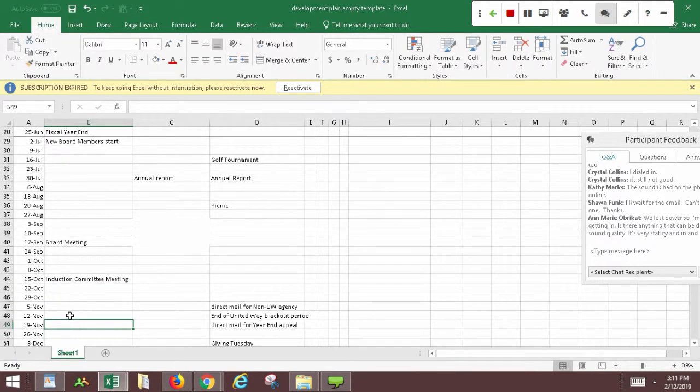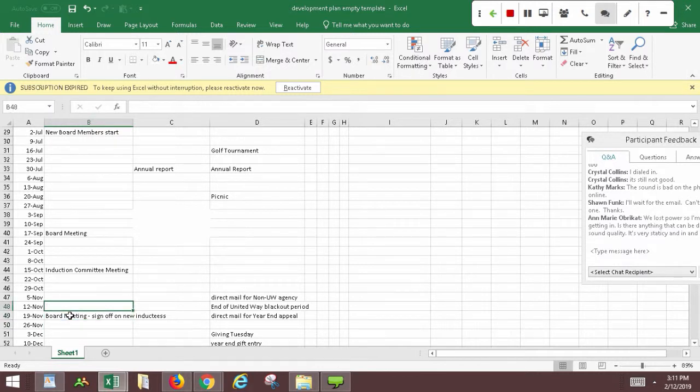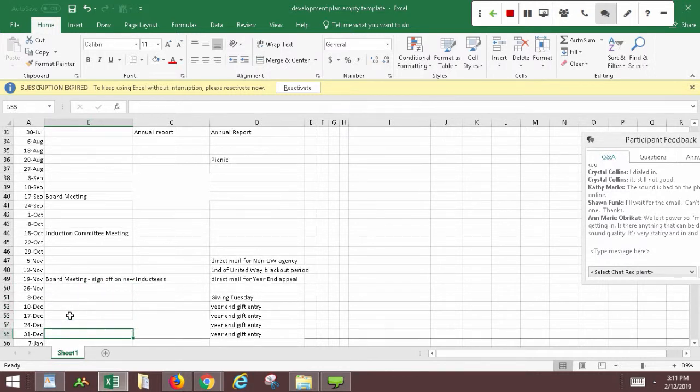Then we'd have a meeting in November, which is where the board would essentially sign off on the new inductees. We didn't have a board meeting in December. December's a terrible time for board meetings.